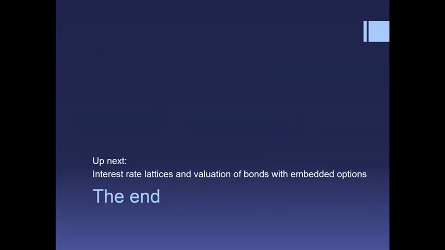And that's by definition. So the next thing we're going to do is look at interest rate lattices and how one values bonds that have embedded options. And we can use the interest rate lattices, which uses the principles of the static spread and the arbitrage-free pricing of bonds. Those combined to value bonds.